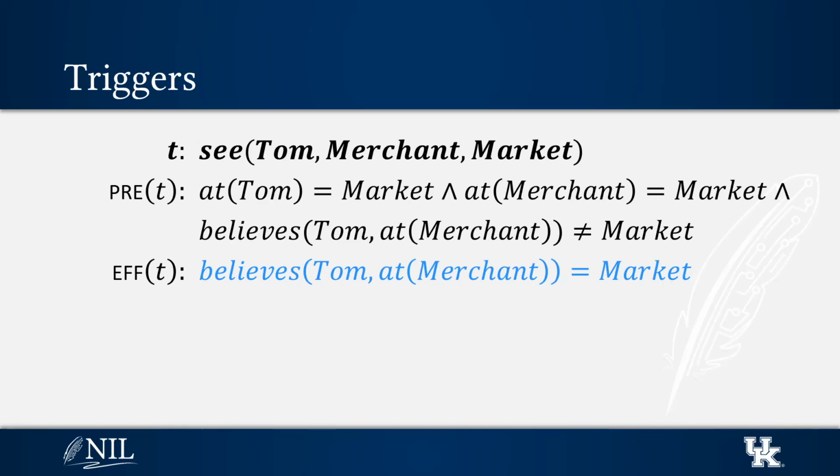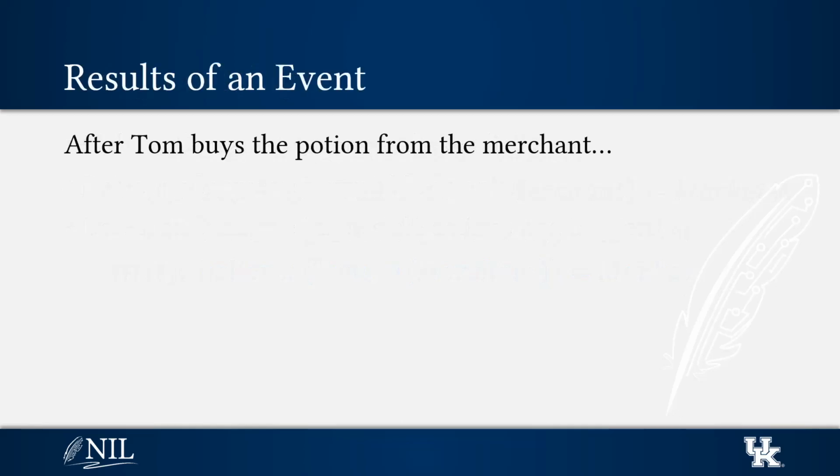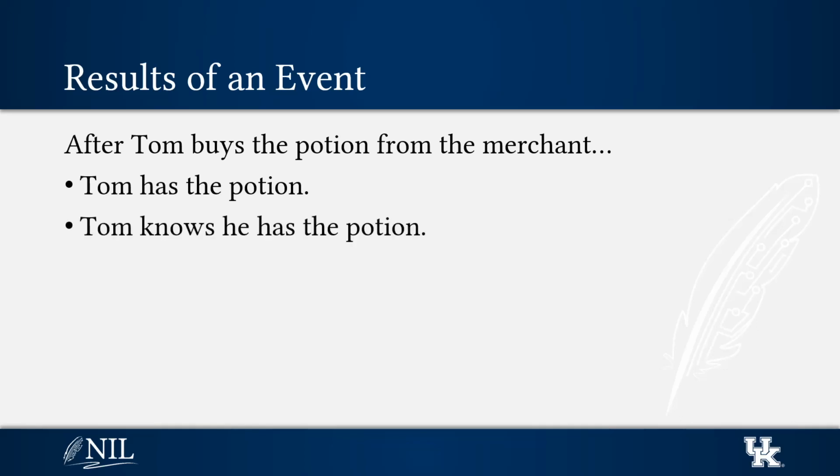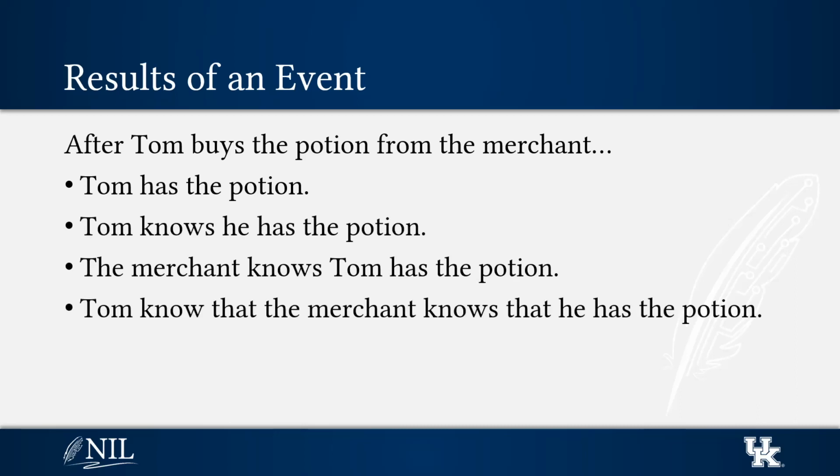Before Sabre starts looking for a solution, it does some pre-processing on the problem. Actions and triggers have explicitly authored effects. For example, when Tom buys the potion from the merchant, Tom has the potion. But they often imply an infinite number of additional results. So for example, Tom knows he has the potion, the merchant knows that Tom has the potion, Tom knows the merchant knows that he has the potion, and so on.